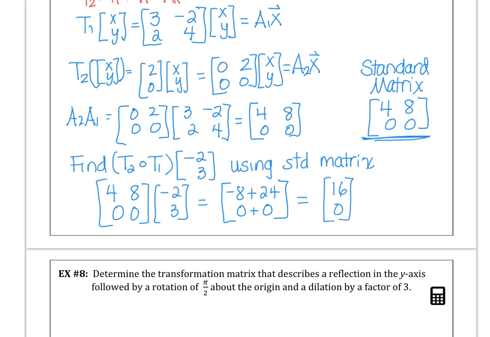So this is just an extra example. If I wanted to use that composition with a different vector, I could use our standard matrix to perform those operations.